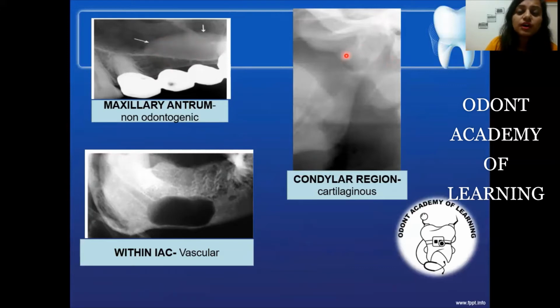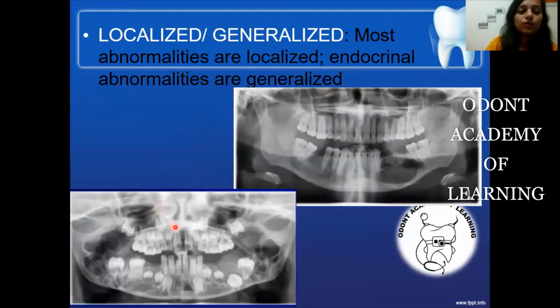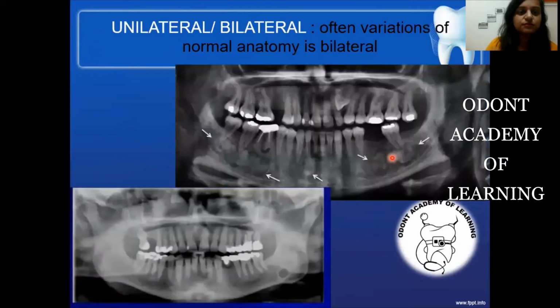If it is in the condylar region, because of its nature, we will call it cartilaginous in origin. And if it is within the inferior alveolar nerve canal, we will call it vascular or neural in origin. Now, once we have come to the conclusion of the anatomical position, we will check whether the pathology is localized or generalized. Usually we'll call it generalized when an endocrinal abnormality or disorder is involved, and localized is only when it is present in one particular area, as the name suggests.